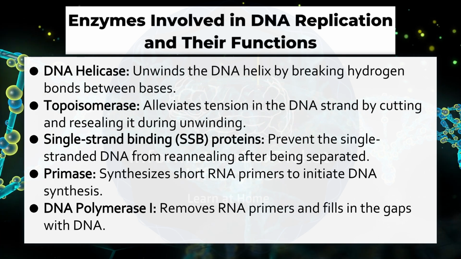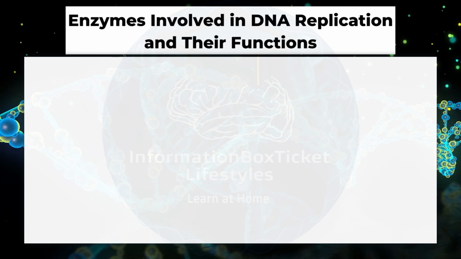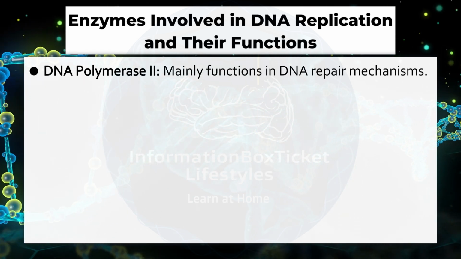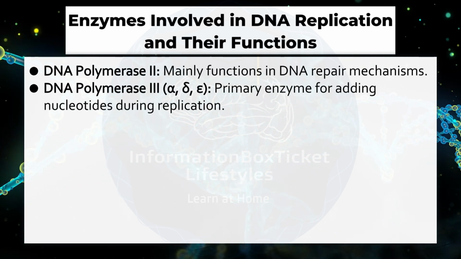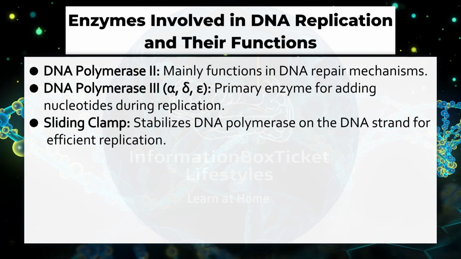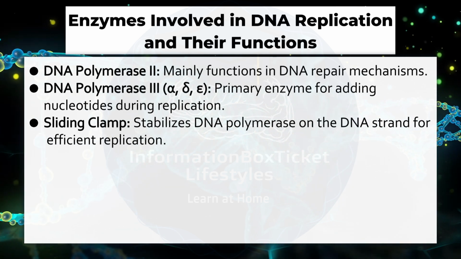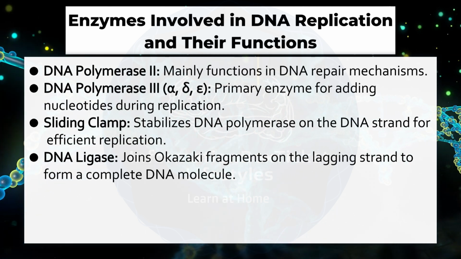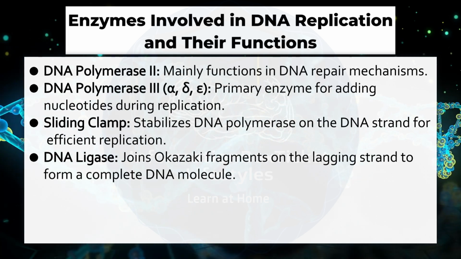DNA polymerase I removes RNA primers and fills in the gaps with DNA. DNA polymerase II mainly functions in DNA repair mechanisms. DNA polymerase III is the primary enzyme for adding nucleotides during replication. Sliding clamp stabilizes DNA polymerase on the DNA strand for efficient replication. DNA ligase joins Okazaki fragments on the lagging strand to form a complete DNA molecule.